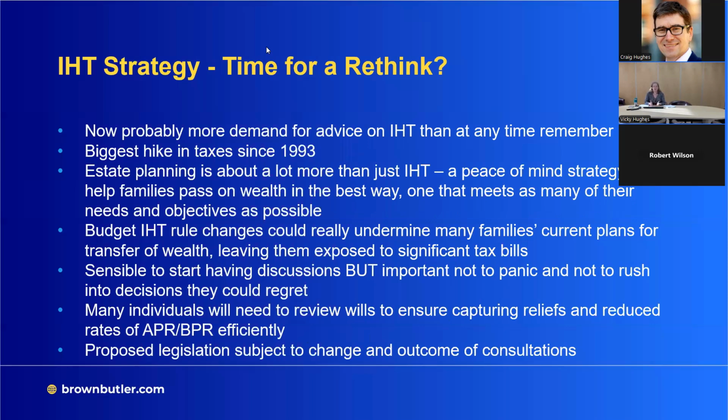So with estate planning, it's not just tax that we have to look at, there's other factors as well. And the common phrase, the tax tail shouldn't wag the dog, is one that comes to mind. So estate planning is about a lot more than just the inheritance tax itself. It's aiming to find a strategy to help families pass on wealth in the best way for them, and one that meets as many of their needs and objectives as possible. So that is likely to have as a key part of it trying to minimise tax where possible. But other factors will be the level of control and protection of those assets that can be retained going forwards, for example.